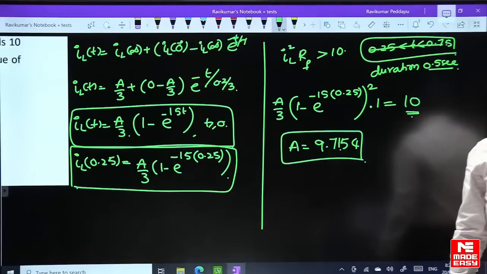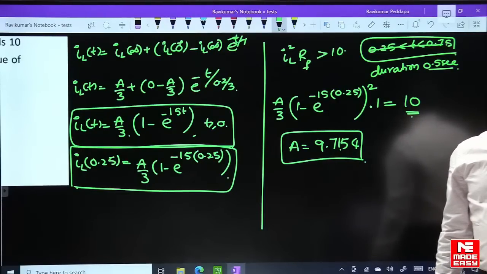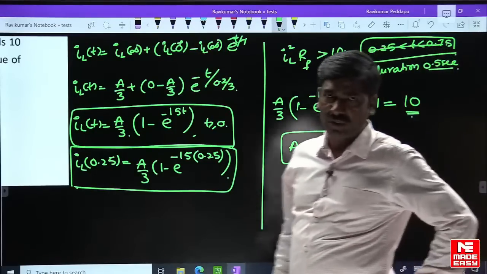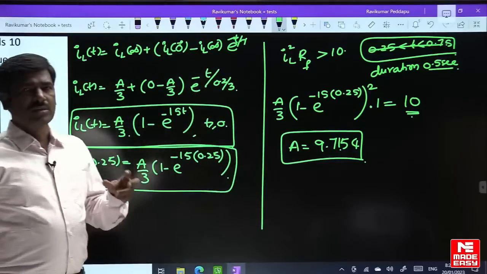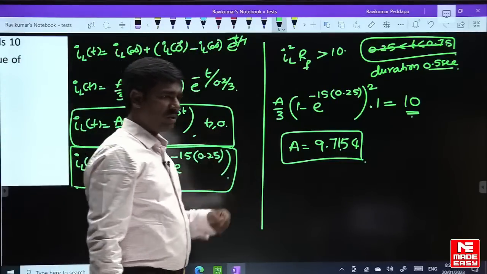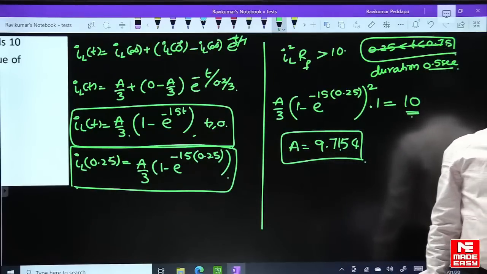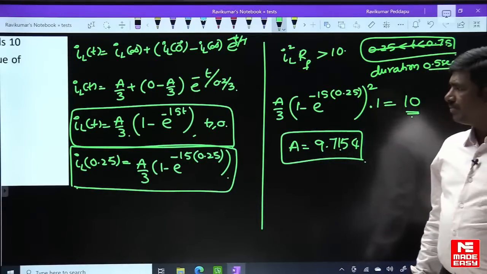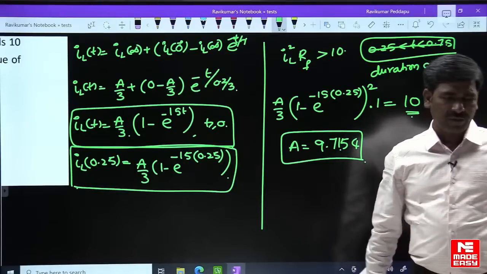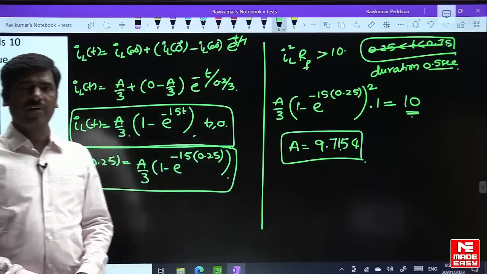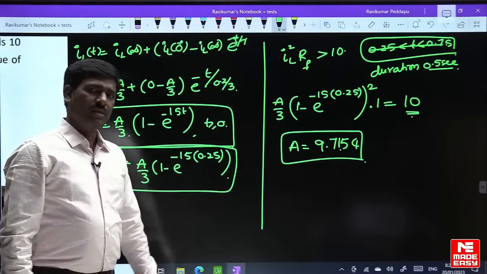How many of you gave the same correct answer? 9.71. Gautam Rana is correct. Ahan Basu, 9.71. Shruti Jain, Aditya Prasad, why are you taking 0.25? The fuse withstands for 0.5 seconds, so the power should be equal to 10 watts, otherwise the fuse will be open. The withstand capability is 0.5, so from 0.75 you subtract 0.5.